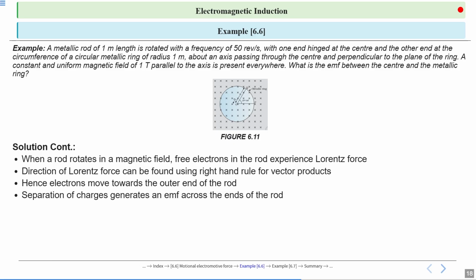Separation of charges generates an EMF. So separation of charges will be there. Electrons move towards the free end, that is towards Q. Okay, so electrons will move towards this. Towards the center, there will be accumulation of positive charge, due to the movement of electrons towards Q. So separation of charges generates an EMF across the ends of the rod.